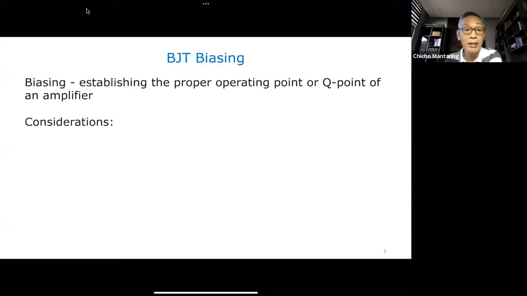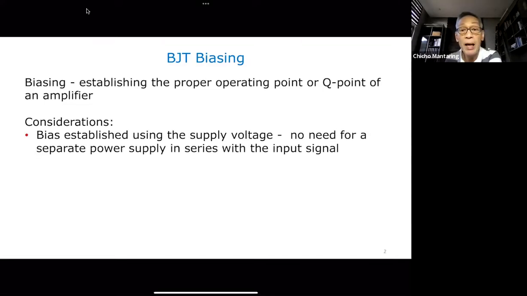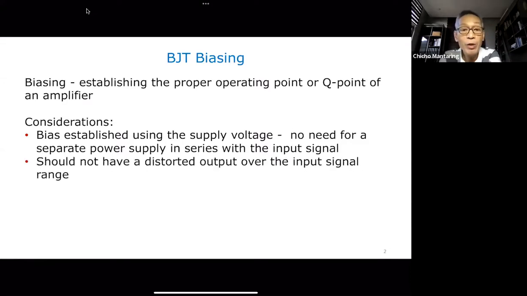There are several considerations here. First, we want to establish the bias using the supply voltage. When we discussed the transistor amplifier last Tuesday, we had a separate power supply used to bias the input signal. But that is not desirable because we don't want our circuit to have too many power supplies. So we want to establish the bias using the supply voltage. And we want to make sure that we will not have a distorted output over the input signal range.